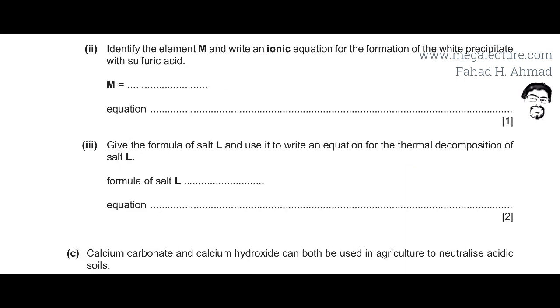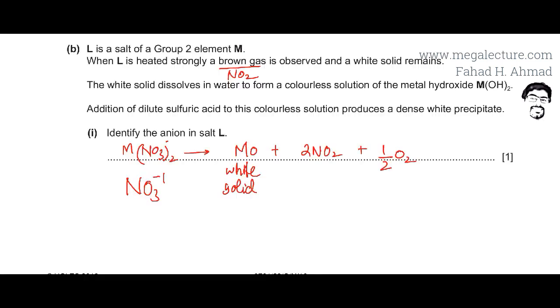Moving to the next part of the question, we now have to identify the element M and write an ionic equation for the formation of the white precipitate with sulfuric acid. So let's go back. If you look at the description of L, you will notice that it underwent decomposition after strong heating. And the white solid that is produced, which is the metal oxide, dissolves in water to form a colorless solution of the metal hydroxide.